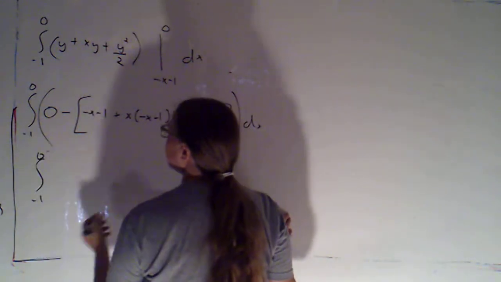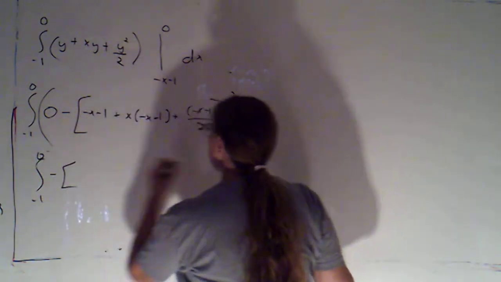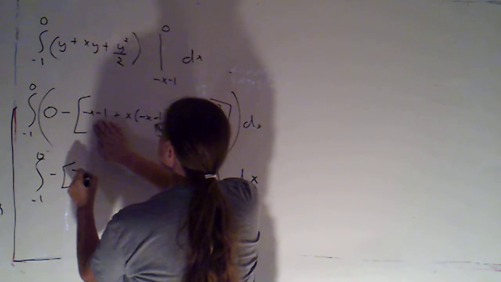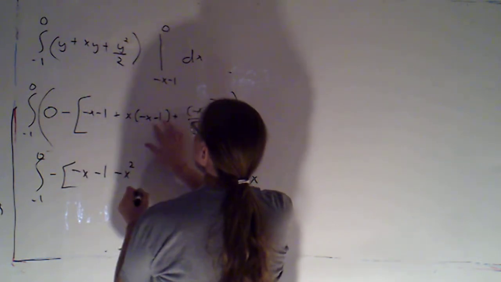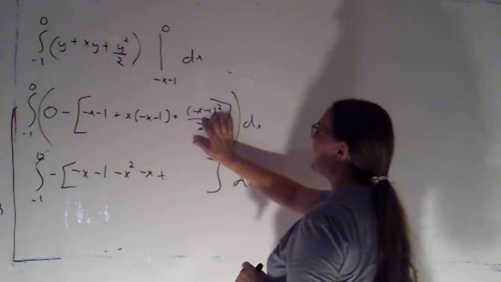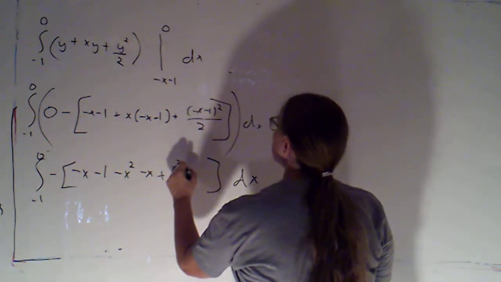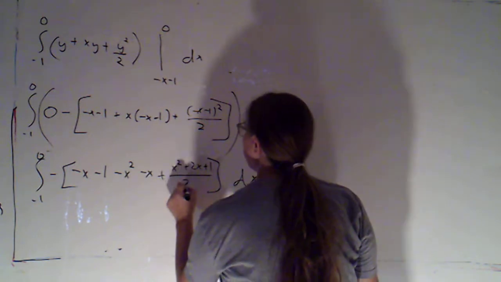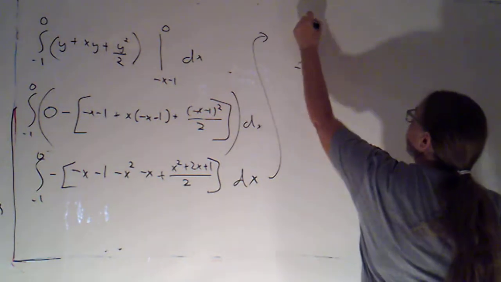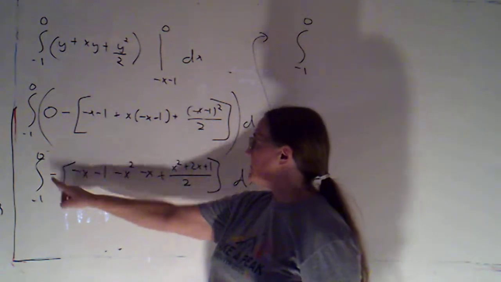Integral -1 to 0 of, I'm going to just simplify what's in here first, and then in my next step, I'll go through and distribute that negative. So we've got a -x minus 1 minus x squared minus x plus, if I FOIL out -x minus 1 squared, that's going to give me x squared plus 2x plus 1, and that's all over 2. So what I'm going to do now is two things at once. I'm going to consolidate any like terms and then distribute that negative.